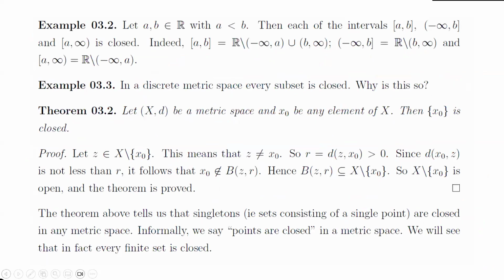So let's look at Example 3.2. Let a and b be real numbers such that a is less than b. Then each of the intervals [a, b], (-∞, b], and [a, ∞) is closed. So this is very important.